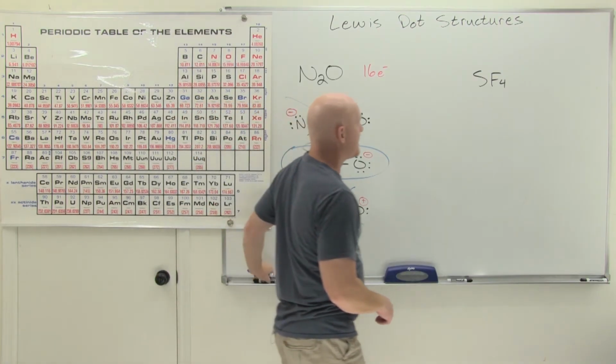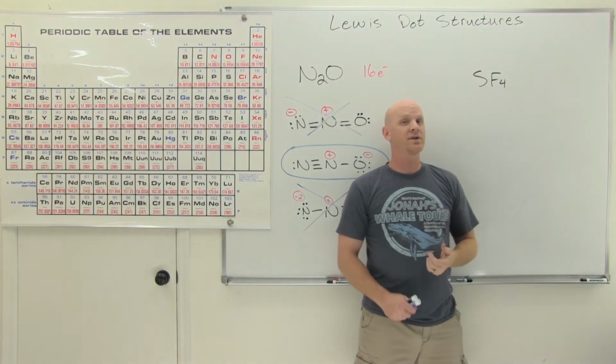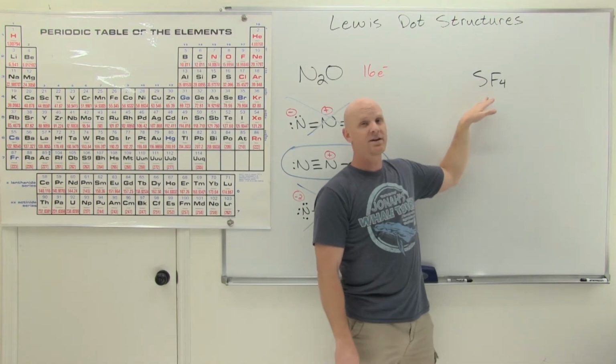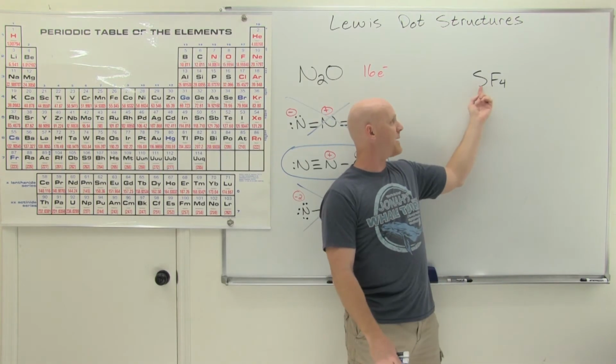So let's move on and talk about SF4. In this case, this is going to be a first example of what we call an expanded octet, where we go over the octet rule. And I don't expect you to realize that from the get-go, but as we apply the rules, we'll find out it's just going to happen. And it's going to happen for sulfur.